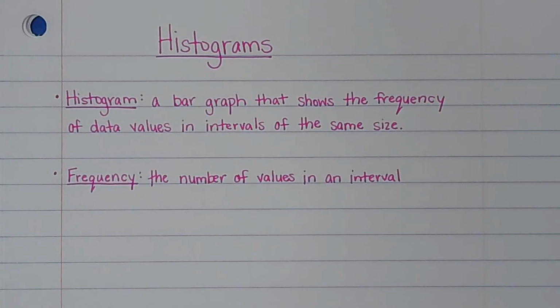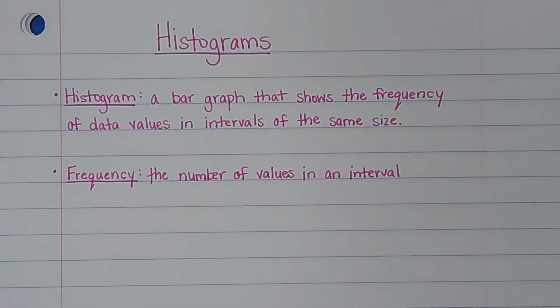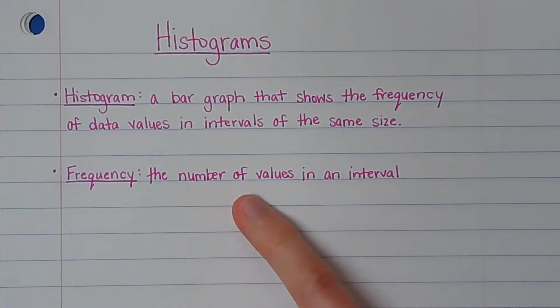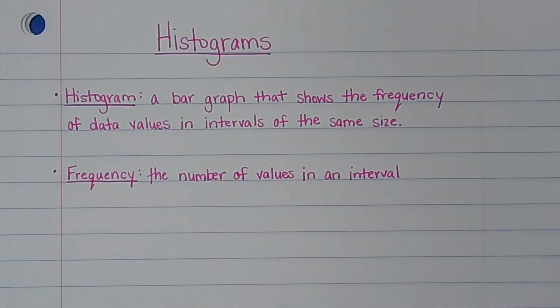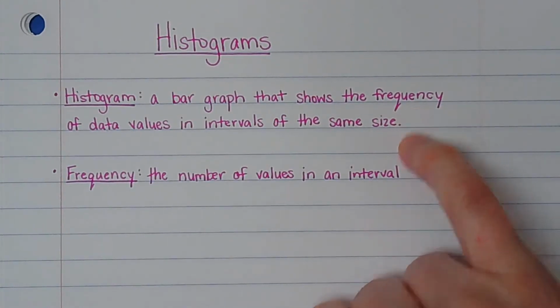But let's look at a couple of definitions first before we start looking at some pictures and some examples. So a histogram is a bar graph that shows the frequency of data values in intervals of the same size. Now you're probably like, what in the world does any of that mean? So frequency is the number of values. So just, how many people chose that thing. So for example, if your favorite color was blue, the frequency is the number of people that chose blue, okay?